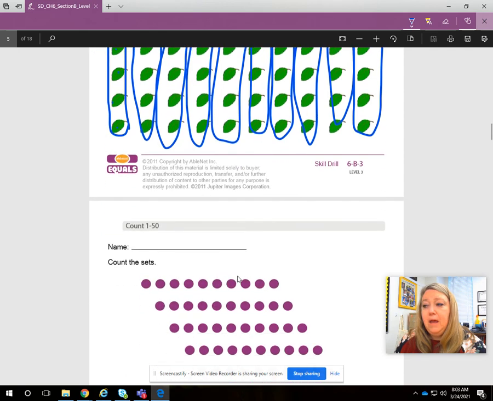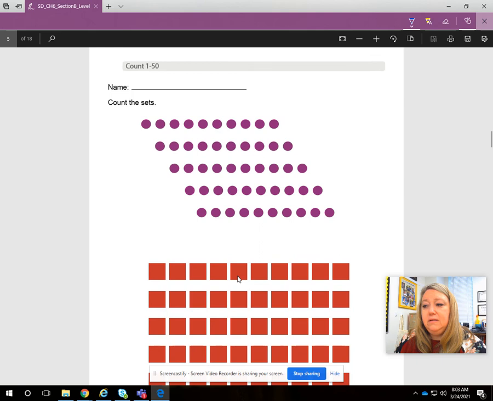Okay. There's another worksheet right here. These ones look a little bit different. They're still 50 though. And this top one, we can count them 1, 2, 3, 4, 5, 6, 7, 8, 9, 10. And even though these are in a diagonal pattern, we can see that there's the same amount in each of these lines. So there's 10 across.